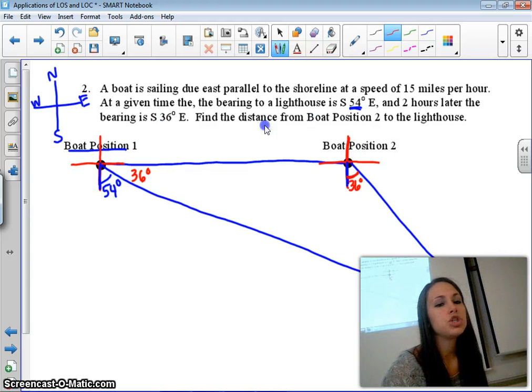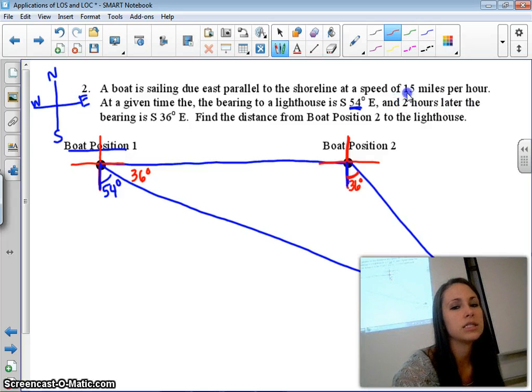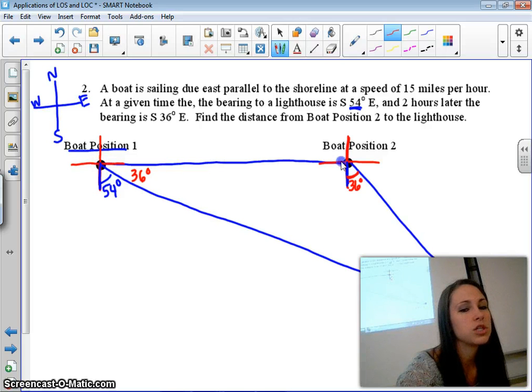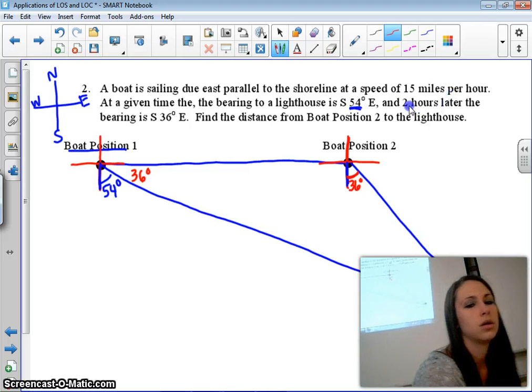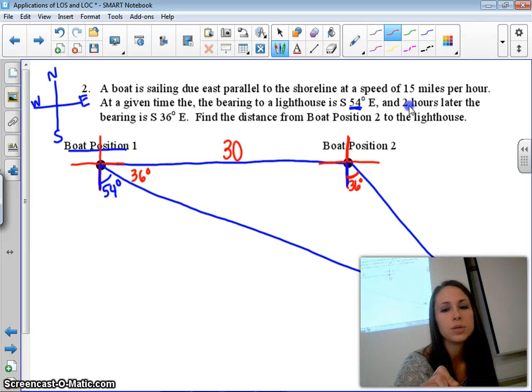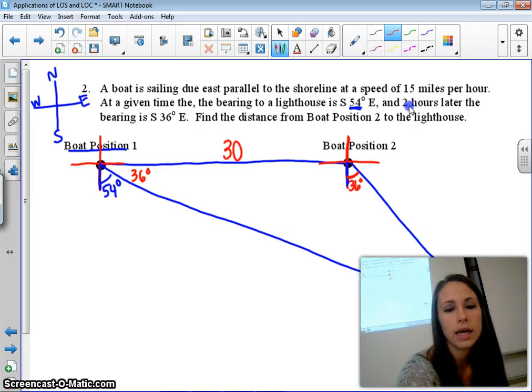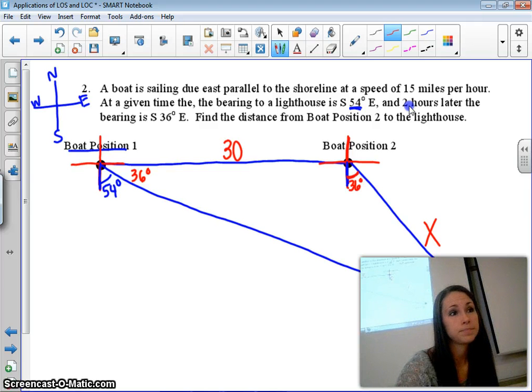Now, the next thing that you need to look at is it tells you how long the boat has been sailing, and how fast the boat has been going. So if I started at position 1 and go to position 2, and I'm going 15 miles an hour, then in 2 hours, what distance have I gone? 30. So that's 30. Does that make sense? And then I'm looking for the distance from boat position 2 to the lighthouse. So I'm looking for this distance right there. Okay? Yes?